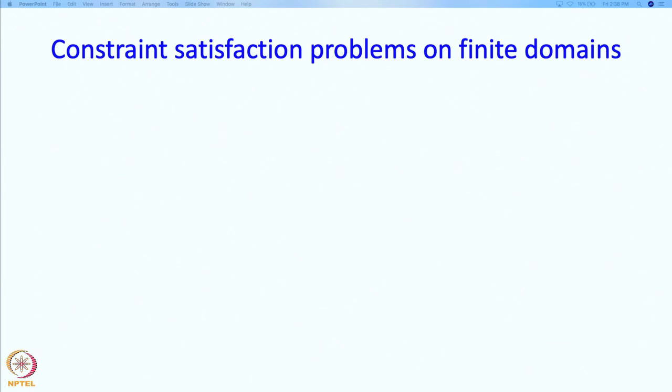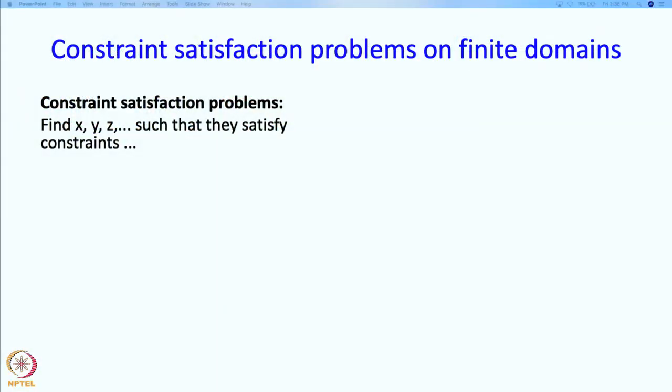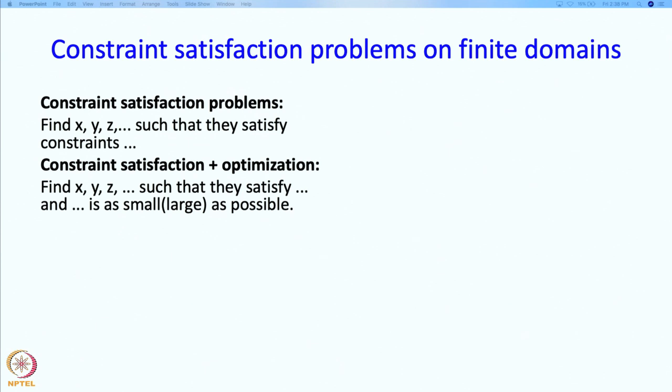So let me begin with this idea of brute force search. To tell you that, I need to tell you about constraint satisfaction problems on finite domains. A constraint satisfaction problem looks like this. It asks, find x, y, z such that they satisfy some set of constraints. You can have constraint satisfaction together with optimization. So this problem looks like, find x, y, z such that they satisfy these constraints, and in addition, something should be as small as possible or maybe as large as possible. So here are a few examples.